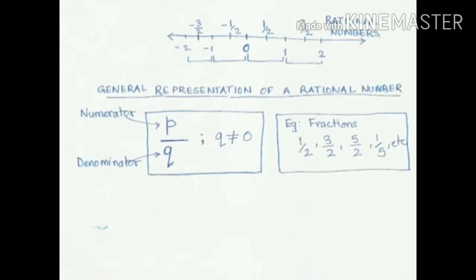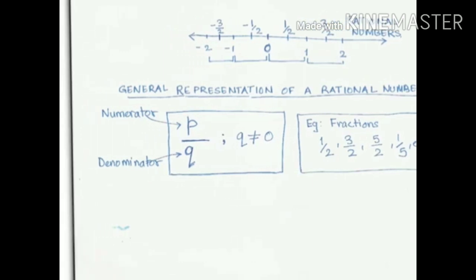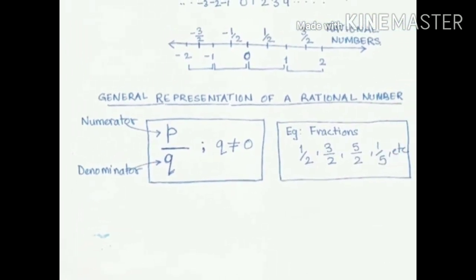So how do we represent rational numbers? It turns out that there is a general representation of rational numbers. All we do is the rational numbers are represented in the form of p by q. So any number which is in the form of p by q, where q is not equal to 0.